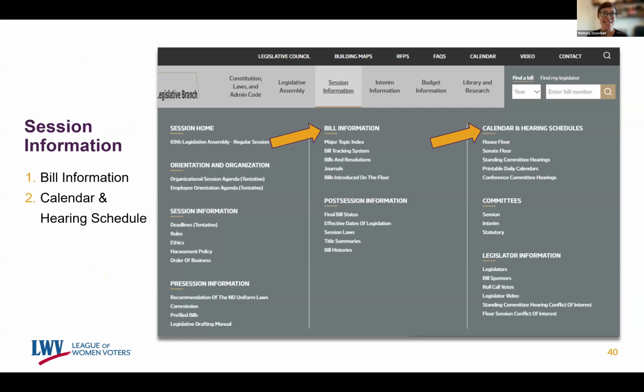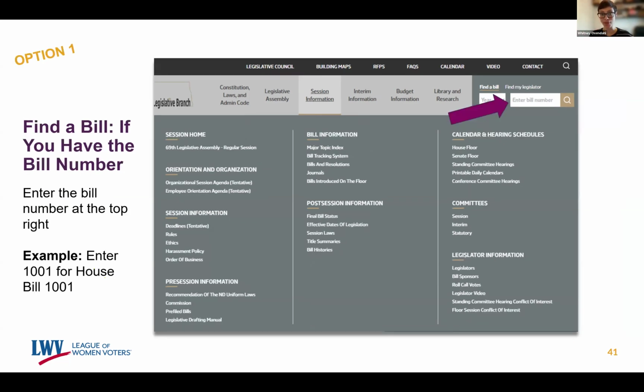Okay, so for session information, these are the 2 sections you want to be looking at. 1, the bill information, all those hundreds of bills, all those bill ideas, they're all going to be in that bill information section. If you want to know what's coming up, you're going to be looking in the calendar and hearing schedule section. All right, so there are 3 ways that you can find bill information, and I'm going to go through them. Number 1, if you already have your bill number, let's say you're following an organization and they give you a bill and you want to be tracking it, right on the home page at the top right or on mobile, you'll hit the drop down.